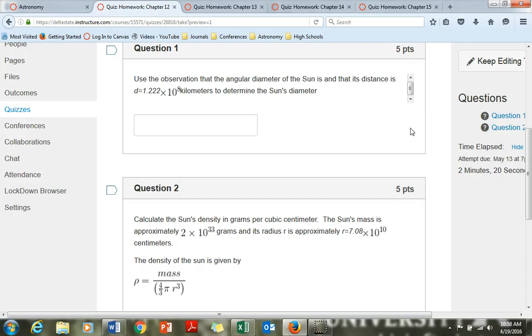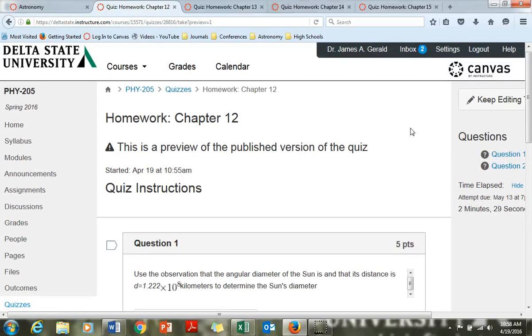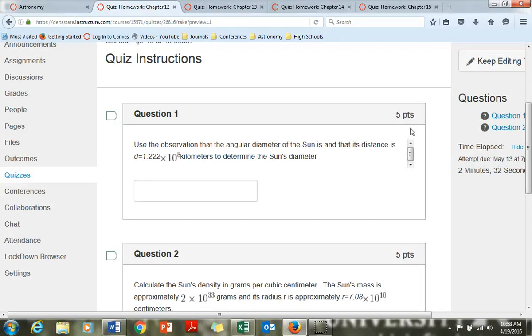Use the observation that the angular diameter of the sun, and that its distance is 1.22 times 10, where we're missing something? Angular diameter of the sun is half a degree. We're missing something in this problem. Okay. So right here, this should have in it 0.5 degrees. So you can't do this problem without that piece of information.